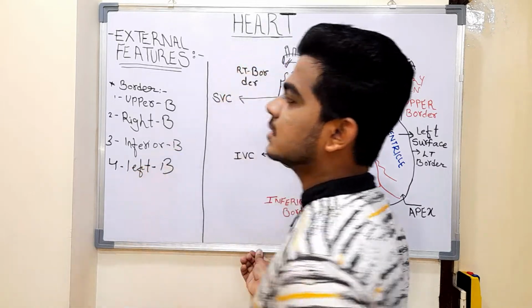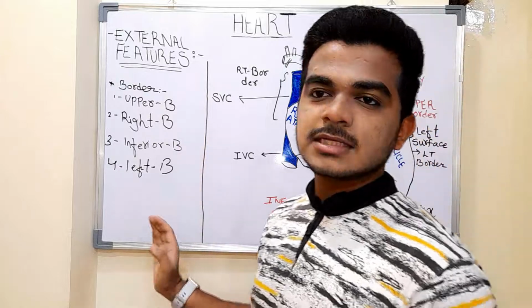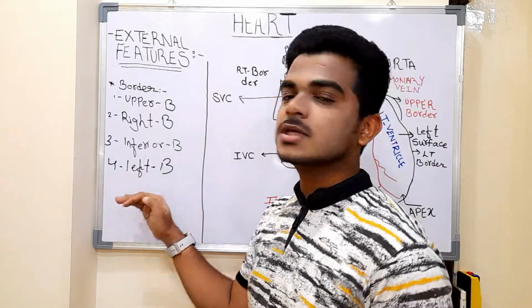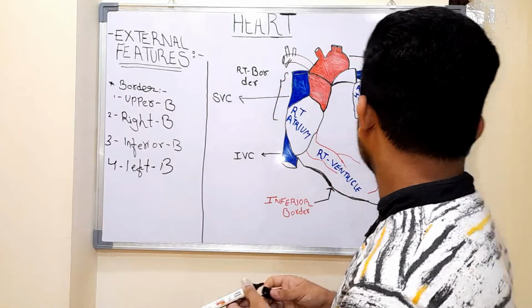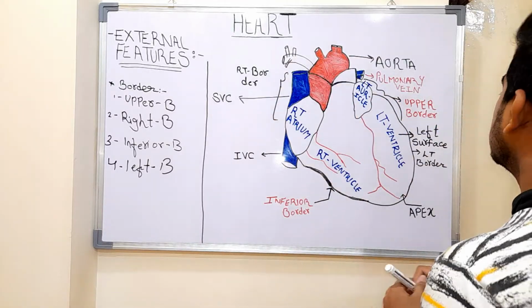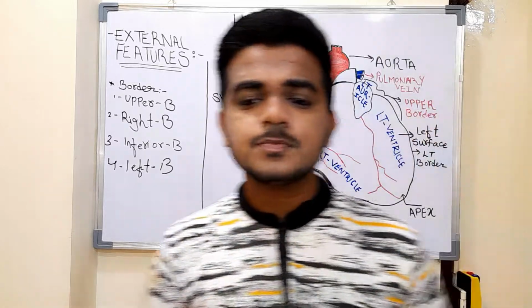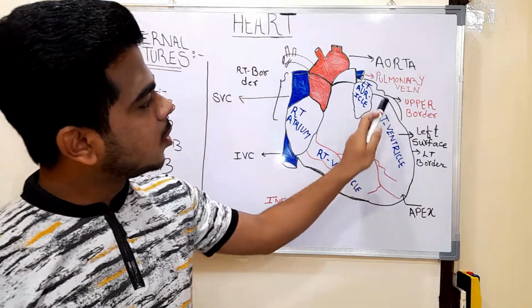Okay, B standard border. We don't have a space, that's why I'm just writing the B. Okay, so left border. Just pay attention here. That is a left border of the heart. Left border of the heart is oblique.